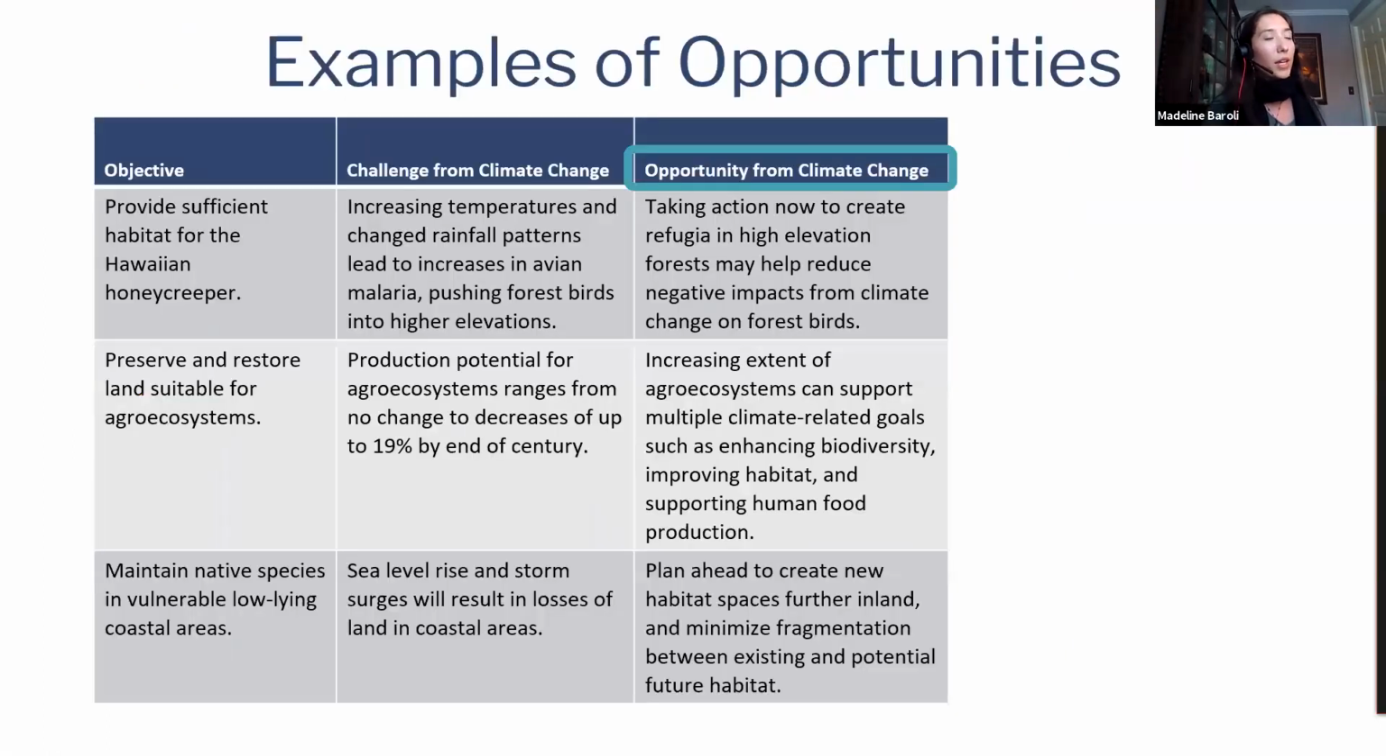So here we have some of the opportunities listed. For that objective, we were looking at maintaining native species in vulnerable low-lying coastal areas. One opportunity we might have is to create new habitat spaces further inland, or minimize fragmentation between existing and potential future habitat. Oftentimes, identifying these opportunities is going to start pointing you towards potential adaptation actions. So it's a nice opportunity to get down some of those initial threads of ideas for when we start working on step 4.